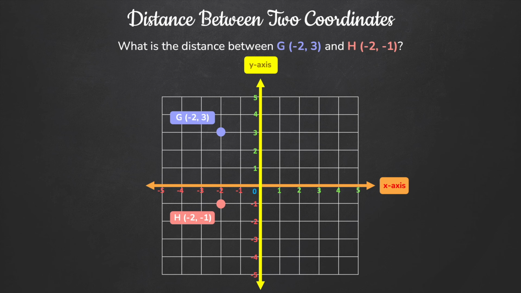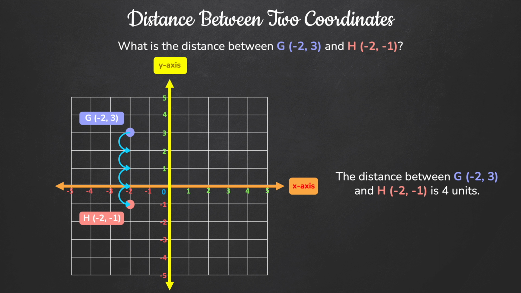Now we have G and H plotted on our graph, so we can figure out the distance between these 2 points by counting the spaces. So we have 1, 2, 3, 4 spaces in between these 2 coordinates. That means that the distance between G and H is 4 units. And that's it.